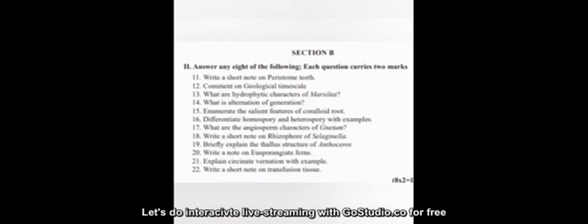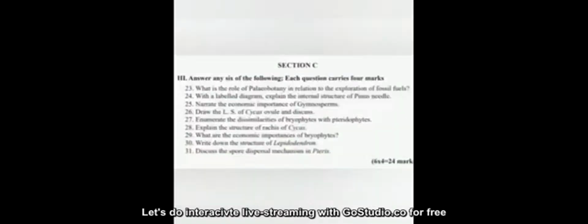16. Differentiate homospory and heterospory with examples. 17. What are the angiosperm characters of Gnetum? 18. Write a short note on rhizophore of Selaginella. 19. Briefly explain the thallus structure of Anthoceros. 20. Write a note on eusporangiate ferns. 21. Explain circinate vernation with example. 22. Write a short note on transfusion tissue. Here you get 16 marks by attending only 8 of the above questions.